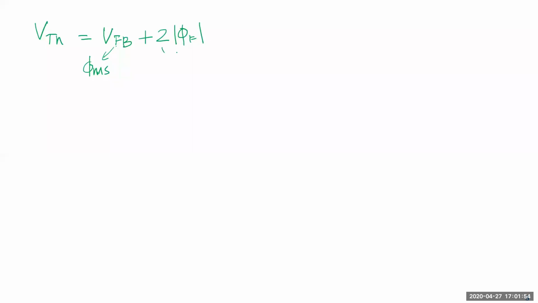And what is this? This is the potential for the inversion channel to form, basically. Yes. And it is 2 times the Fermi potential of that substrate. And then, okay, what's the next one?